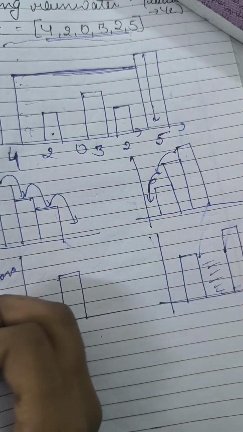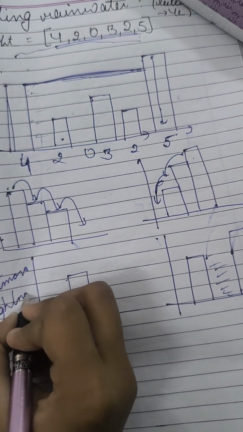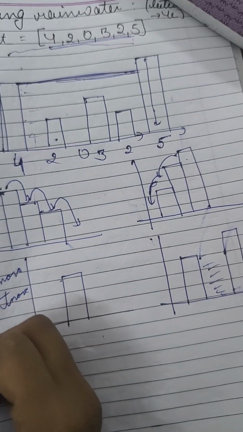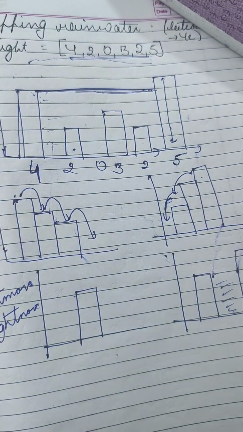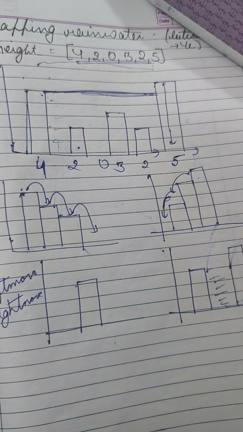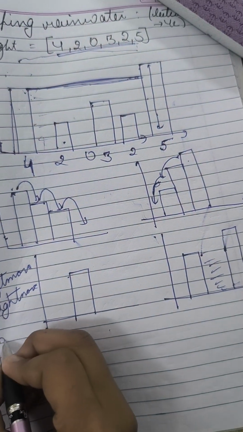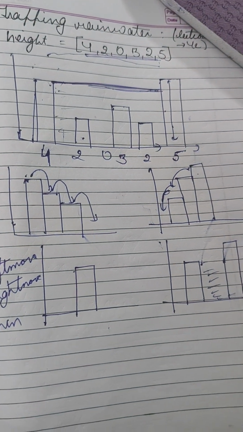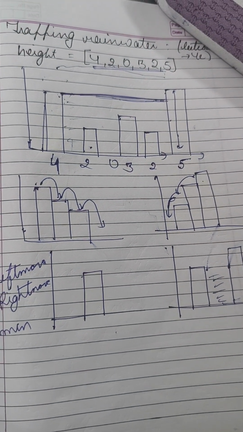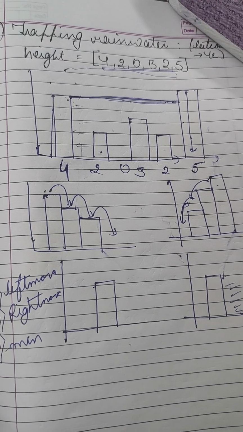Now from the right, we are going to take out the right max. After taking out the right max, we will take out the minimum of left max and right max. Why minimum? Because as I told you with the example of the glass, the maximum water which can be stored is the minimum of left max and right max. So the third concept is that you have to take out the minimum of left max and right max for trapped rainwater.